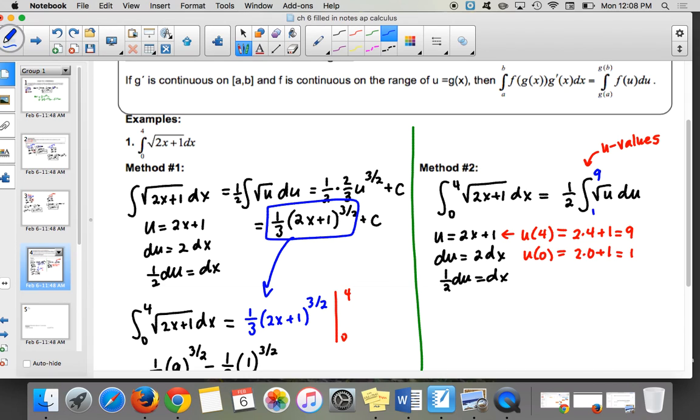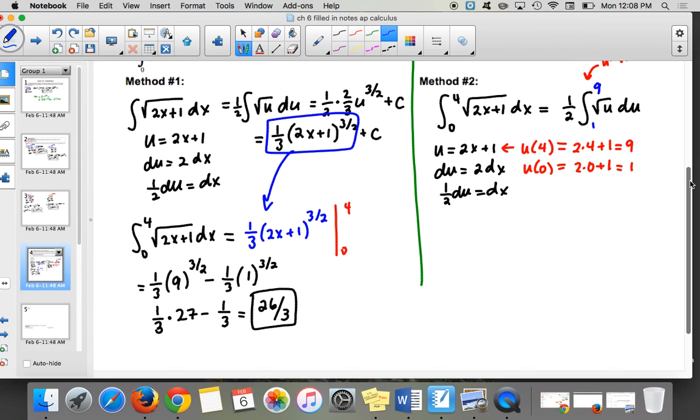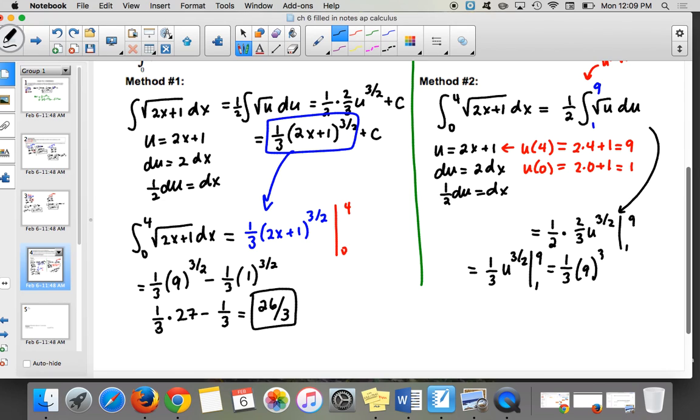Now we integrate just like normal, but we keep everything in terms of u. We never go back to x's because we've changed those numbers into u's, so we're going to keep them as u's. All right, so when I integrate this, I get my 1/2. I'm going to have u to the 3/2 with the 2/3 out front, and I'm going from 1 to 9. So I have 1/3 u to the 3/2 going from 1 to 9. So I get 1/3 of 9 to the 3/2 minus 1/3 of 1 to the 3/2. Or you can just pull the 1/3 out too.